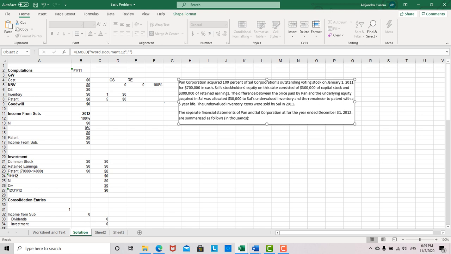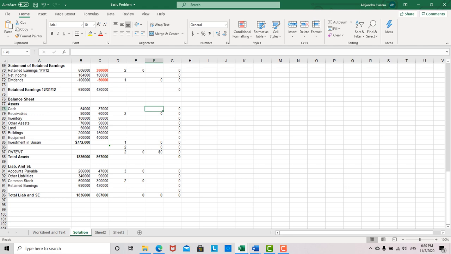So it looks like there's no goodwill here. I'll put the numbers in now, and you'll see there's no goodwill, because it says the entire amount was allocated, 30 to inventory, and the remainder, which means basically the entire remainder, to a patent with a 5-year life. And then the undervalued inventory items are sold in 2011. Then the separate financial statements are shown in the consolidation.